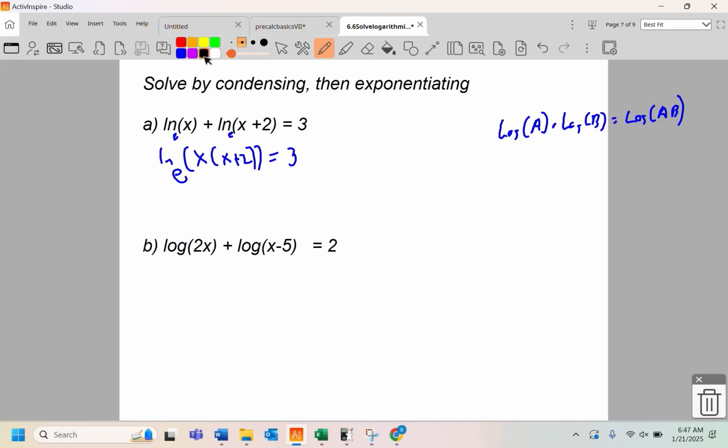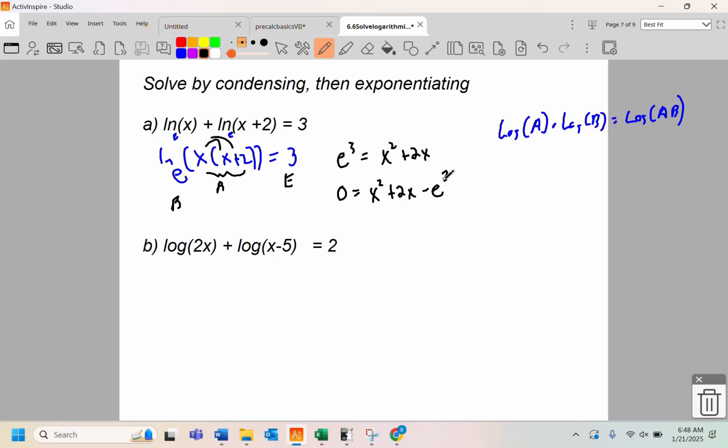I have a base of e. I have this stuff as an argument, which means this is my exponent. It's time to go ahead and exponentiate. e cubed is, now we'll go ahead and FOIL, or not FOIL, distribute, x squared plus 2x. This is a tough little problem. This is a very tough little problem if you want to do it by hand. It really is. So 0 equals x squared plus 2x minus e cubed.